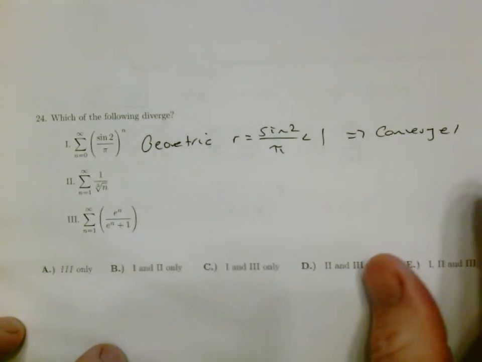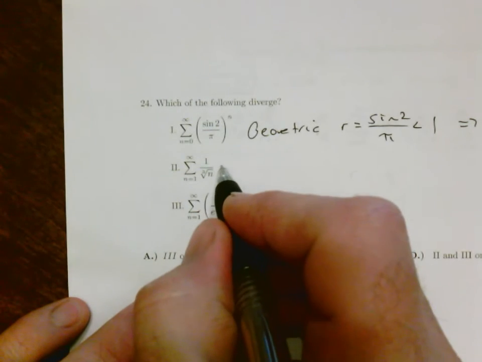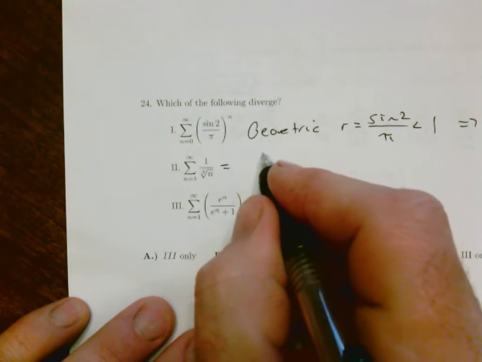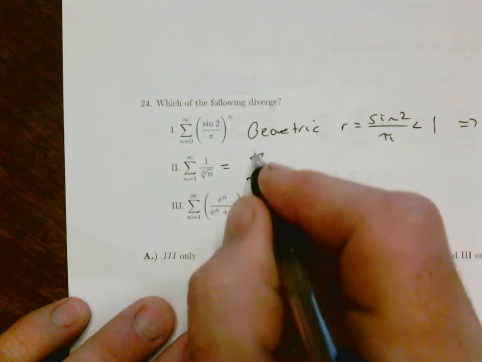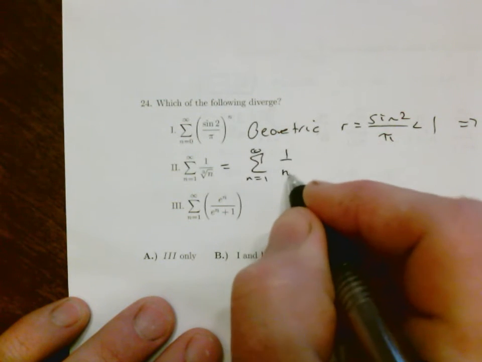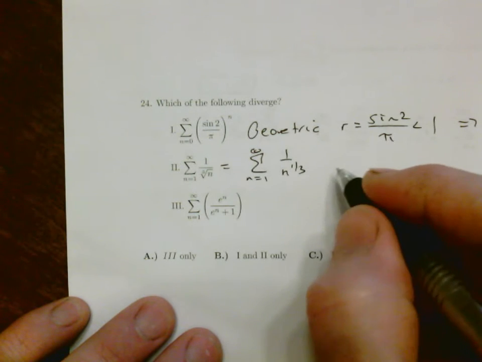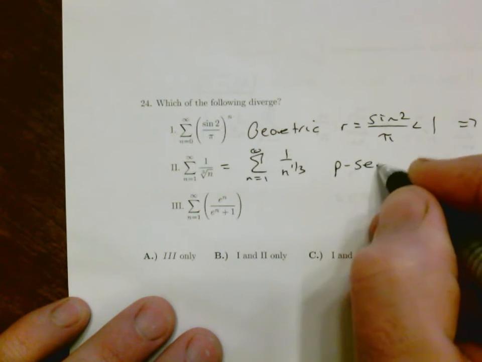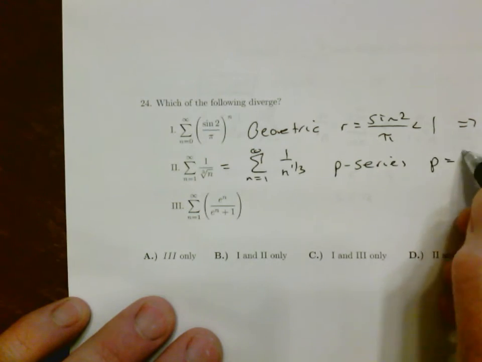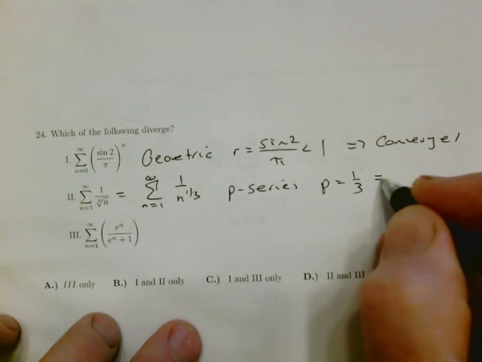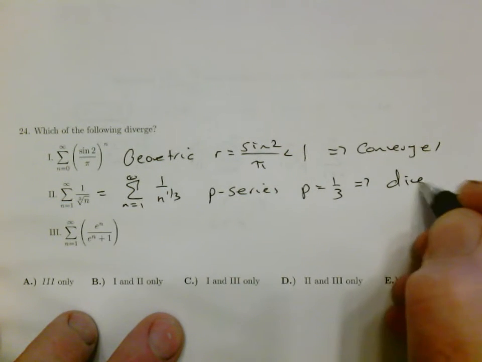Okay, so that's not it. Okay, over here, I know that I can rewrite this as the sum as n goes from 1 to infinity of 1 all over n to the 1/3 power. That's just a p-series. Okay, so this is a p-series. P is equal to a third, so therefore it diverges.